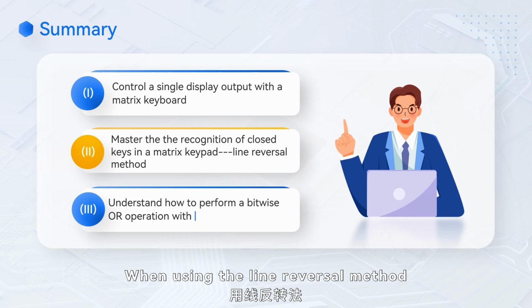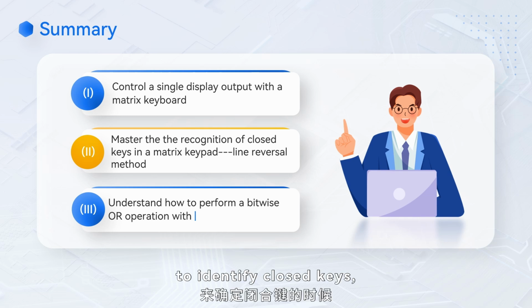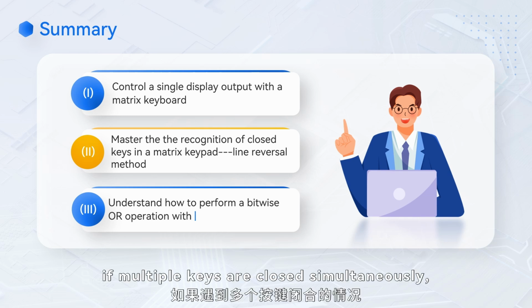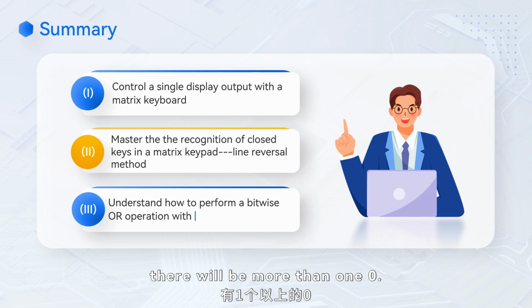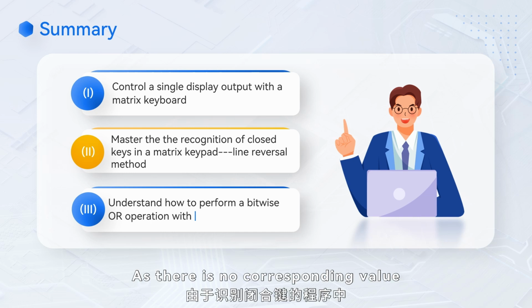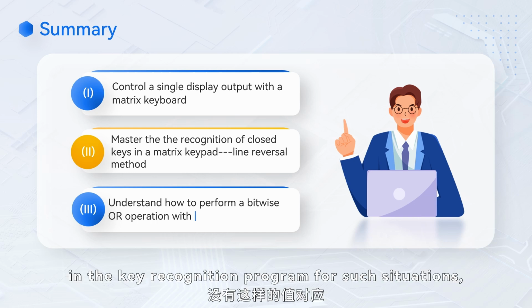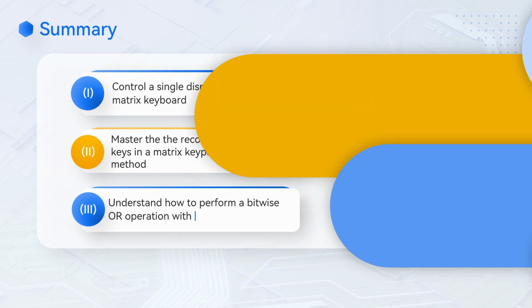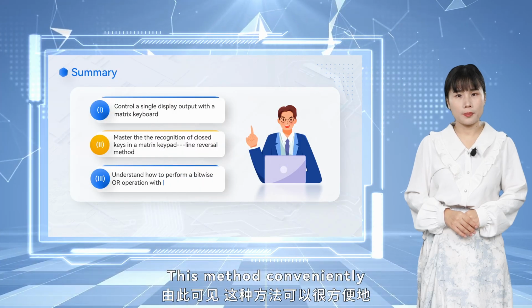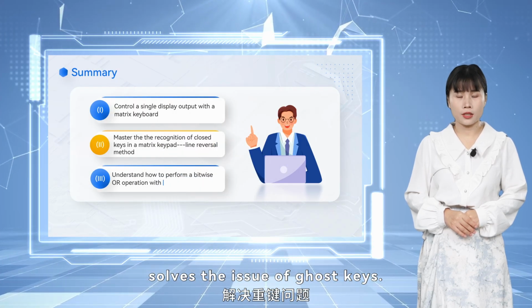When using the line reversal method to identify closed keys, if multiple keys are closed simultaneously, in the resulting row or column values, there will be more than one 0. As there is no corresponding value in the key recognition program for such situations, these cases can be considered as ghost keys and discarded. This method conveniently solves the issue of ghost keys.